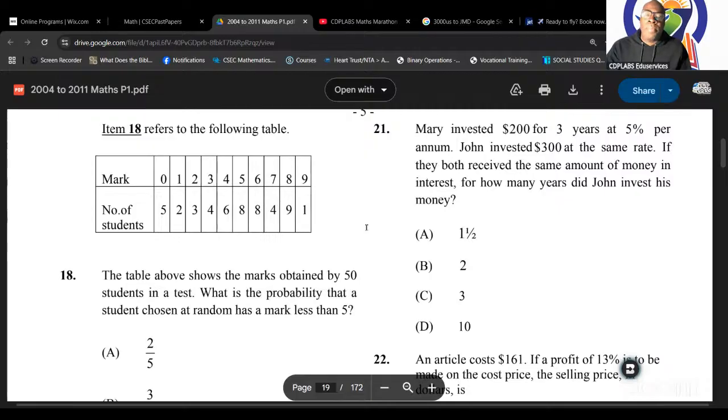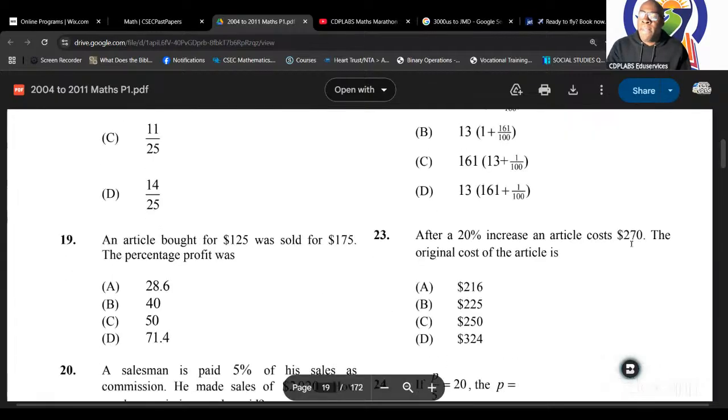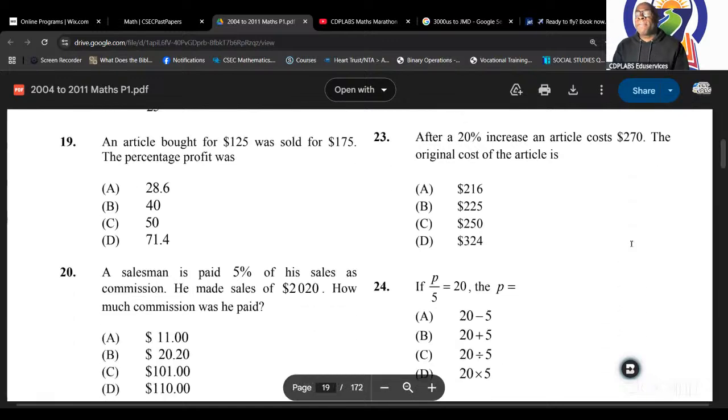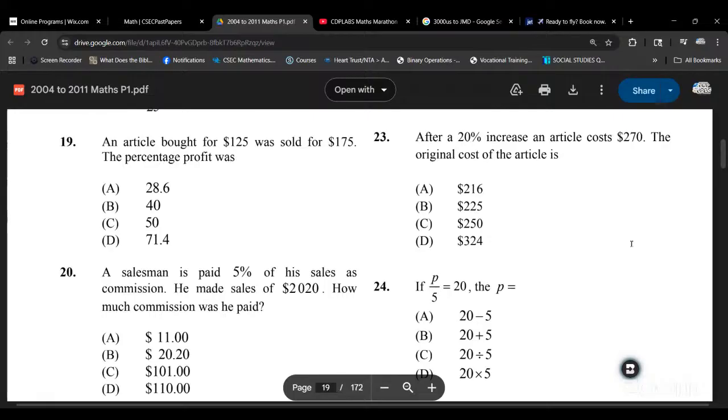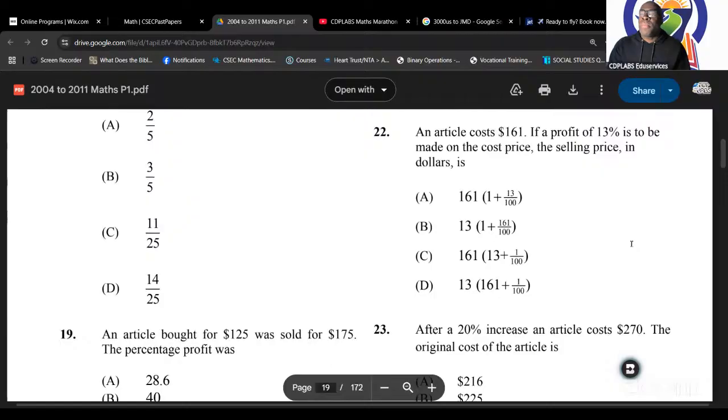So we're going to move on now to the next question. 22. All right, read that one, please. So at 22 we did it. 22. Oh, sorry. Here we go.